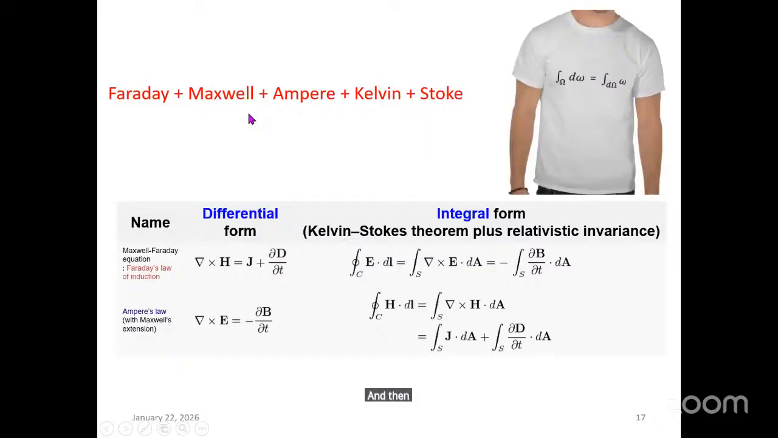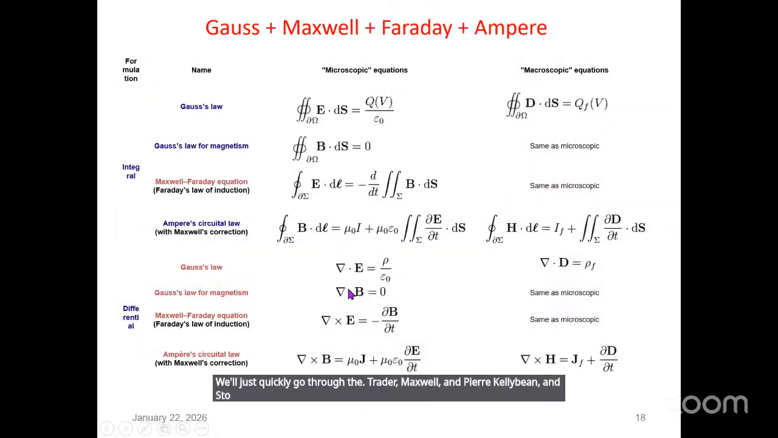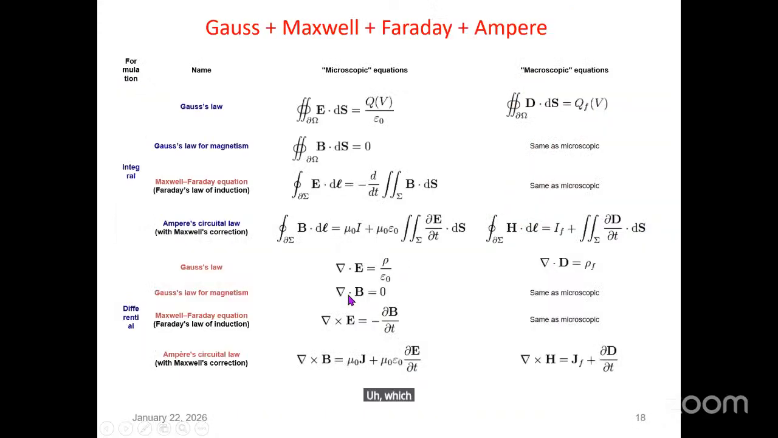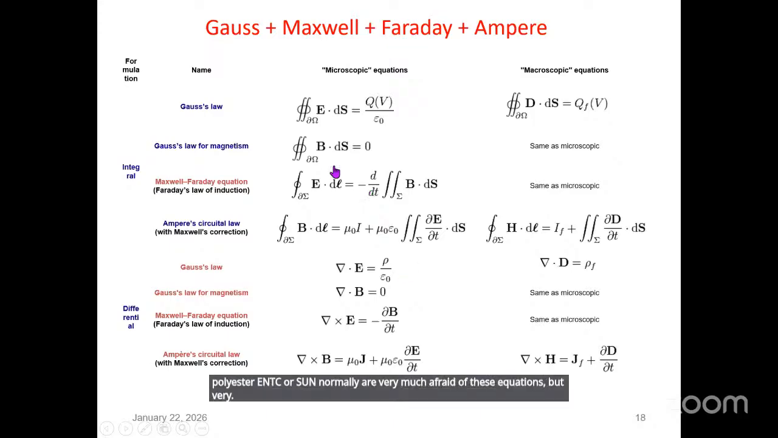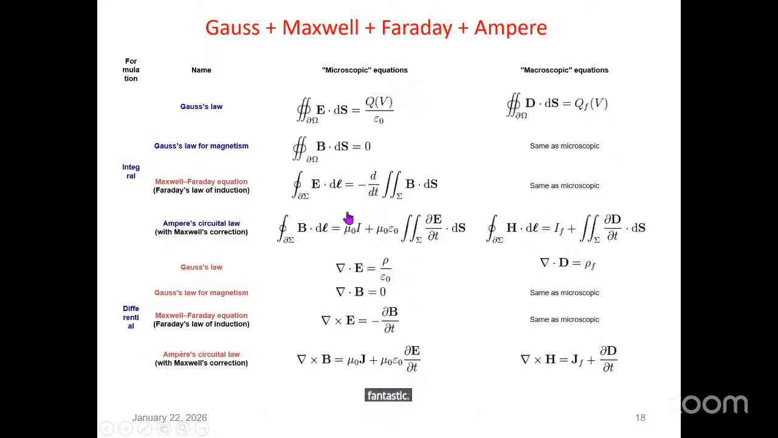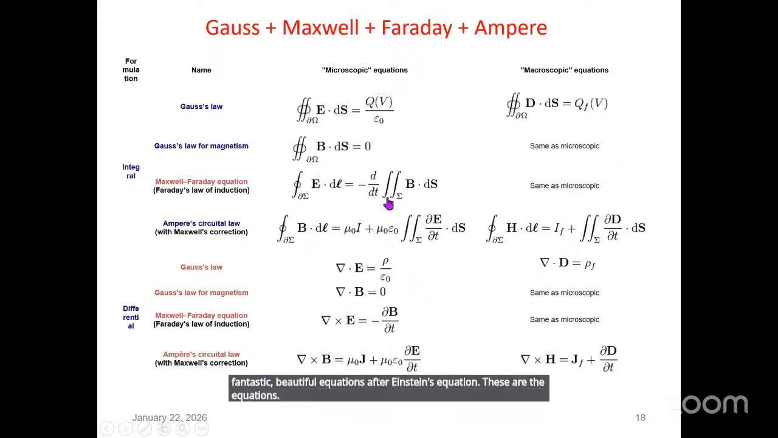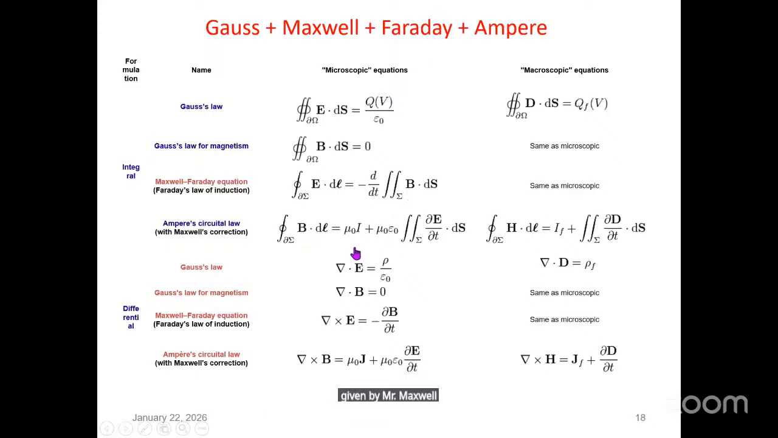And then, before moving to the first new device of VLSI, we'll just quickly go through the Faraday, Maxwell, Ampere, Kelvin, and Stokes equations, of which school and college students, ENTC students normally are very much afraid, but they are fantastic, beautiful equations after Einstein's equation. These are the equations given by Mr. Maxwell. Nobody could do anything after that, really, in the unification theory, integral and differential, of which I will just give you a simple example here.